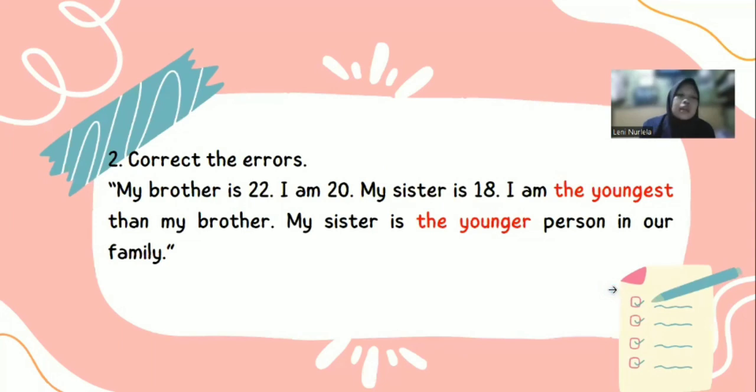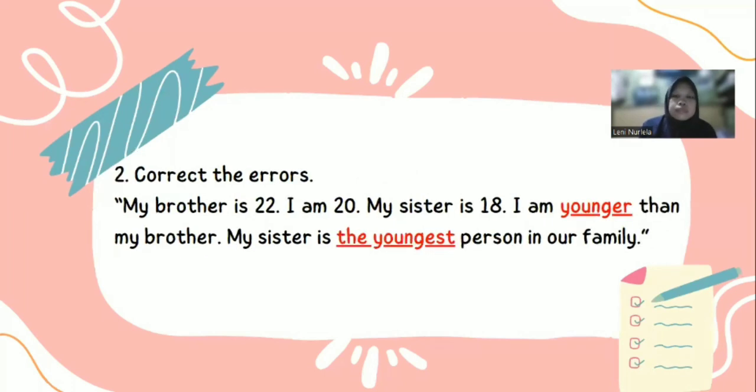Next, correct the error. My brother is 22. I am 20. My sister is 18. "I am the youngest than my brother, and my sister is the younger person in our family." This is exactly wrong, incorrect. So what is the right answer? This is the right answer.